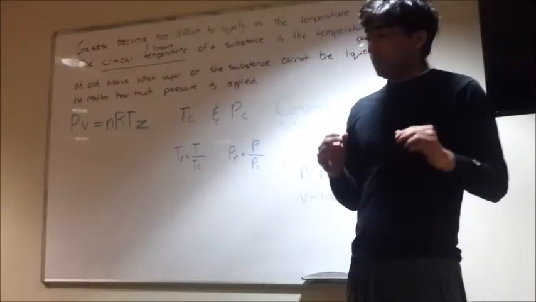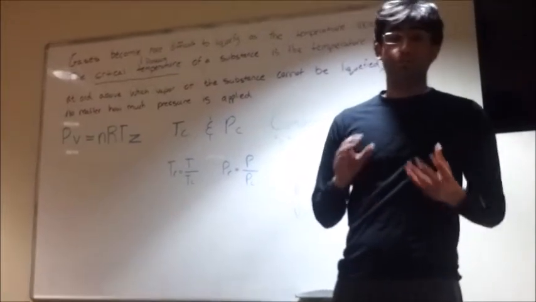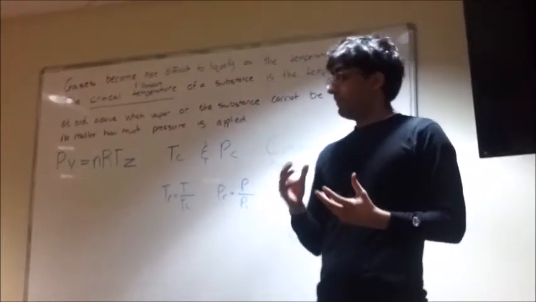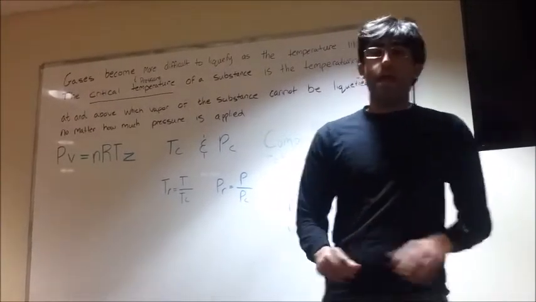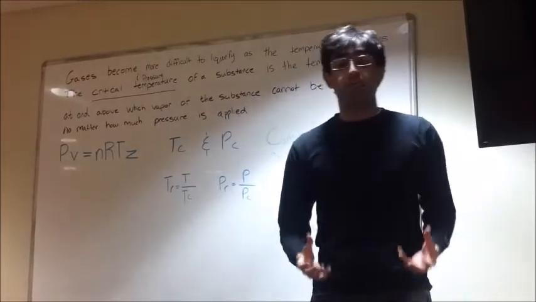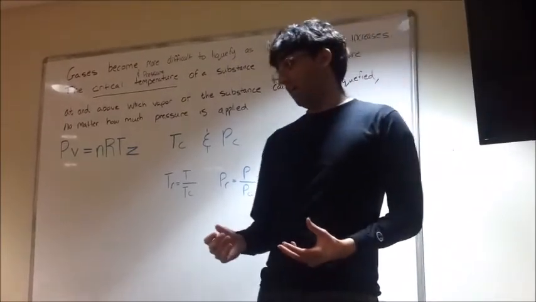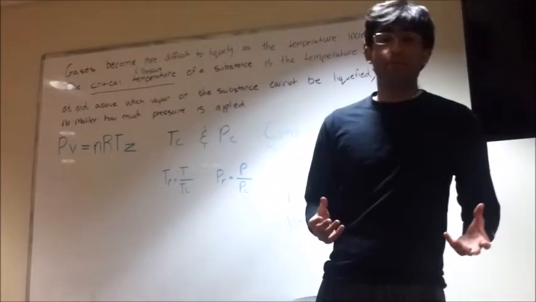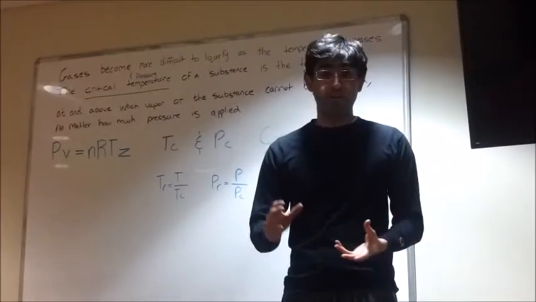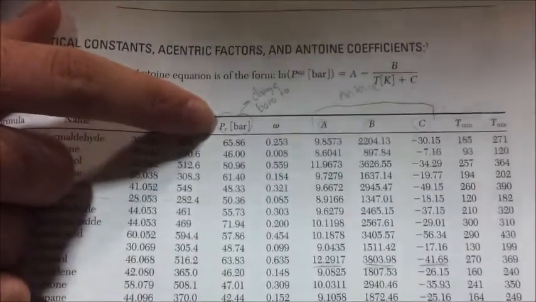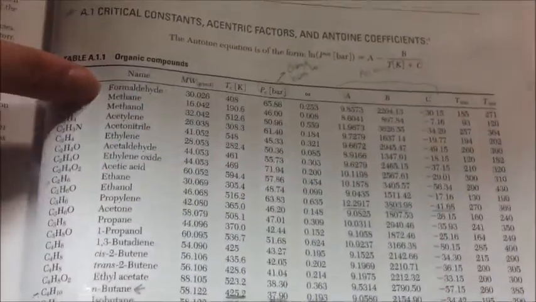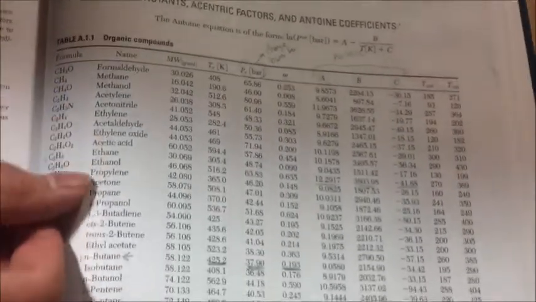So now that you know the definition of critical temperature and critical pressure, every molecule has a critical temperature and a critical pressure. And in the back of a chemical engineering book or a chemical engineering manual, you would find these critical temperatures and critical pressures. If you look at the back of this engineering book, here you would see the critical temperatures and critical pressures of all these molecules.